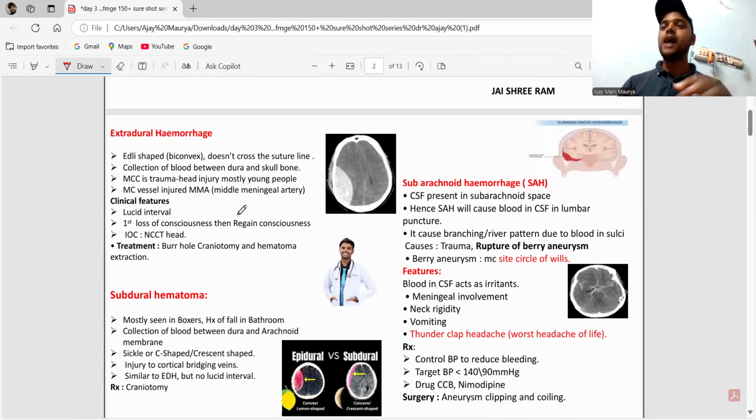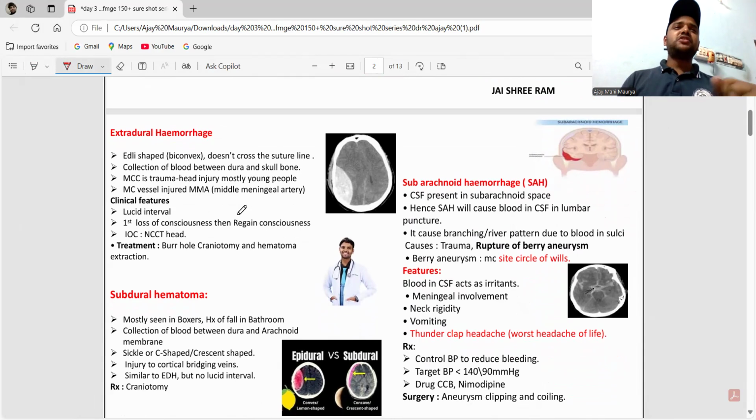First one is the extradural hemorrhage. There is an extradural hemorrhage, a subdural hemorrhage, and a subarachnoid hemorrhage. In extradural hemorrhage, there is a collection of blood between the dura and the skull bone.